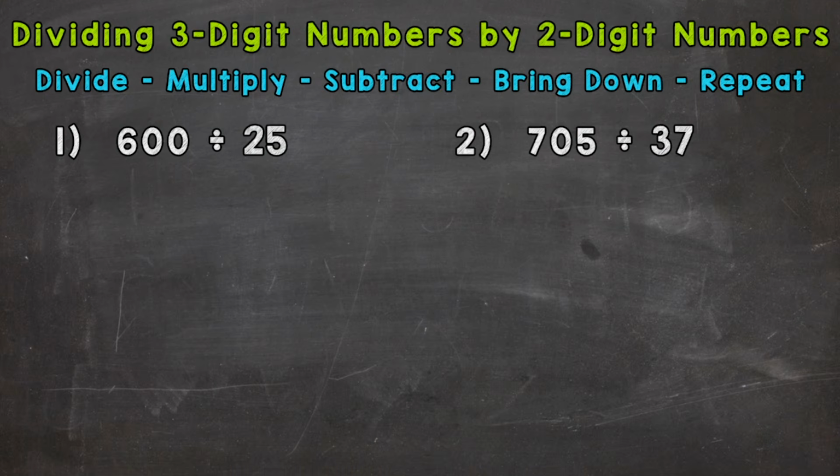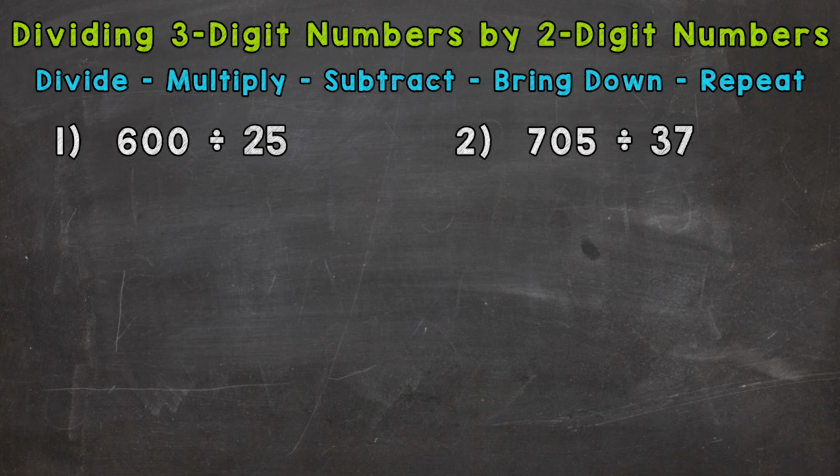In this video, I'm going to cover how to divide a 3-digit number by a 2-digit number, so double-digit divisors. Let's take a look at the two examples that we're going to go through together in order to get this down. Now for number 1, we have 600 divided by 25. This is going to be the simpler of the two examples. Number 2 is going to be a little more challenging. We have 705 divided by 37. So let's go back to number 1 and solve that one first.